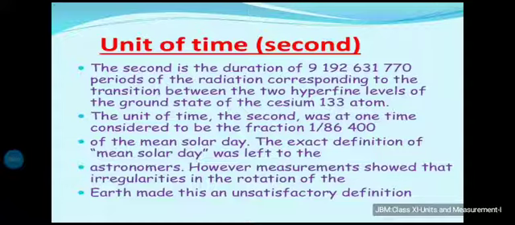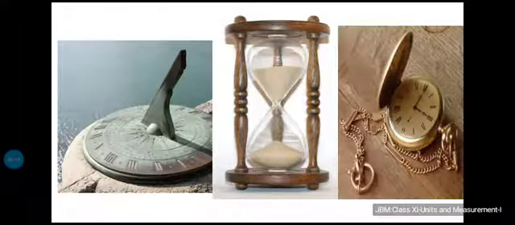The unit of time, the second, was at one time considered to be the fraction 1/86400 of the mean solar day. The exact definition of mean solar day was left to the astronomers. However, measurements showed that irregularities in the rotation of Earth made this an unsatisfactory definition. Commonly employed devices since ancient times for measurement of time, as you can see in the picture, were the sundial, the sand clock, or the normal clocks that we have.